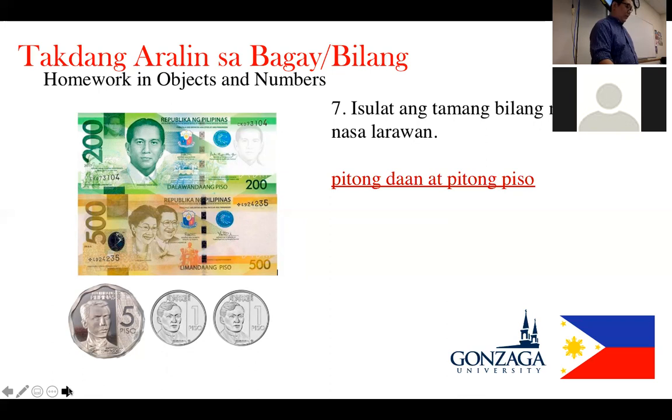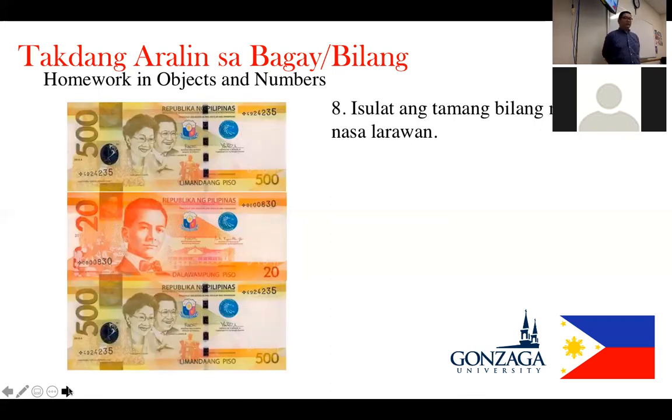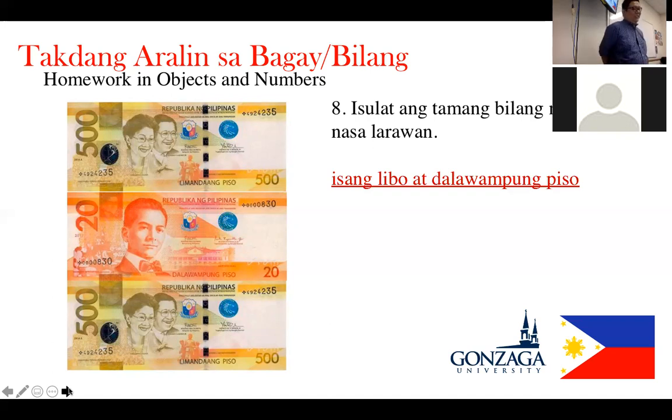Okay, let's go back to you, Eva, for number 8. Isulat ang tamang bilang ng pera para sa larawan. 1,000 at 2 piso. Okay. That's the correct answer. 1,000 at 20 piso. Others answered 20 piso, so I have to mark it wrong.